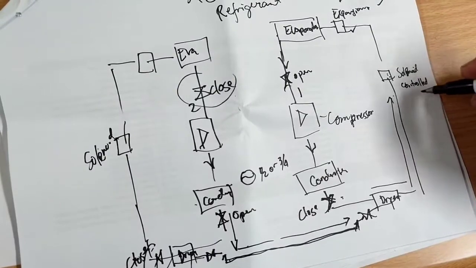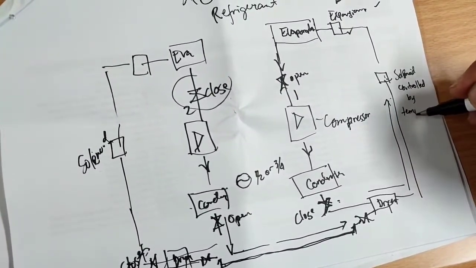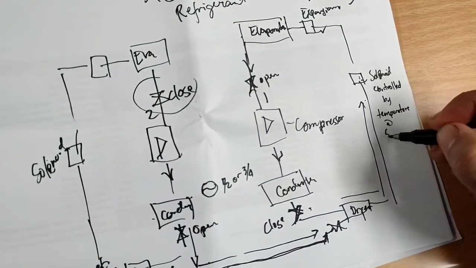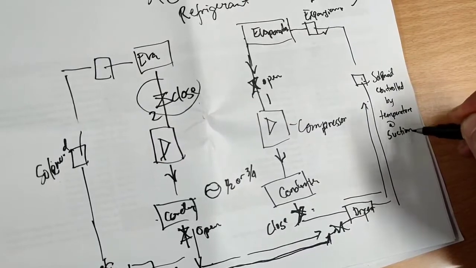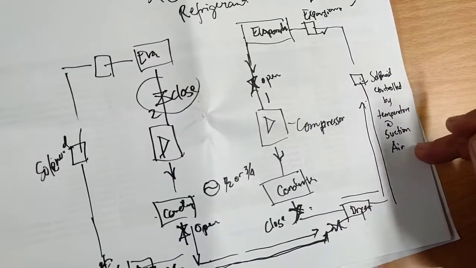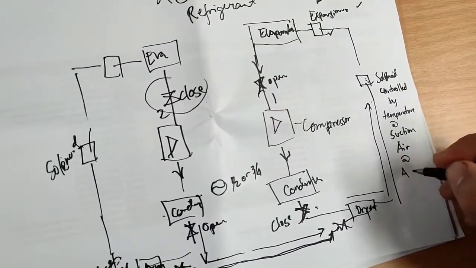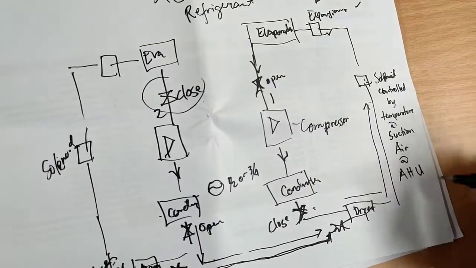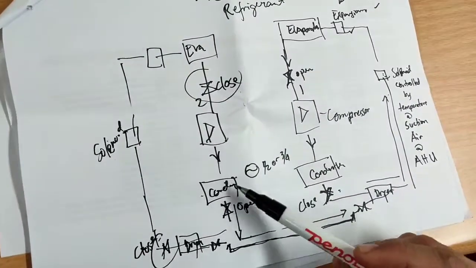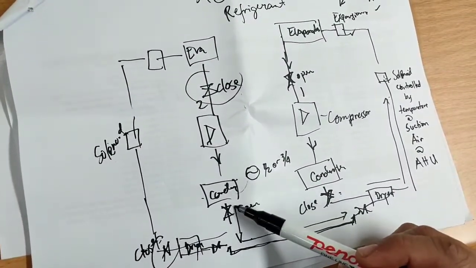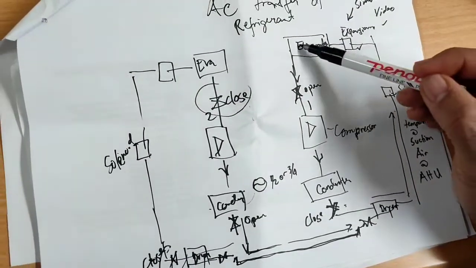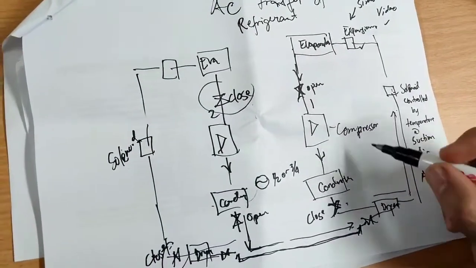This solenoid is also controlled by temperature at the air suction at the AHU, air handling unit, meaning the fan. That is the suction air coming from outside of the ship's accommodation. Okay, starting from number 2, going to the dryer, passing to the solenoid, evaporator, going to the condenser.